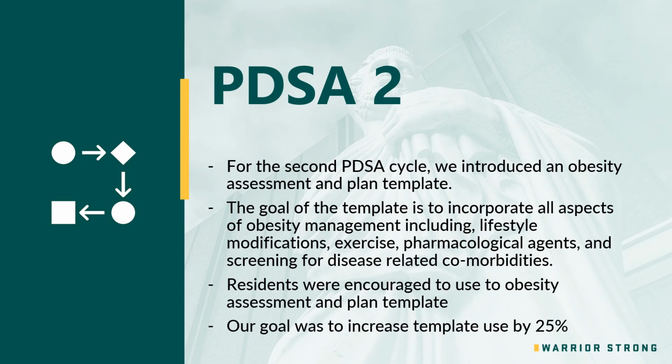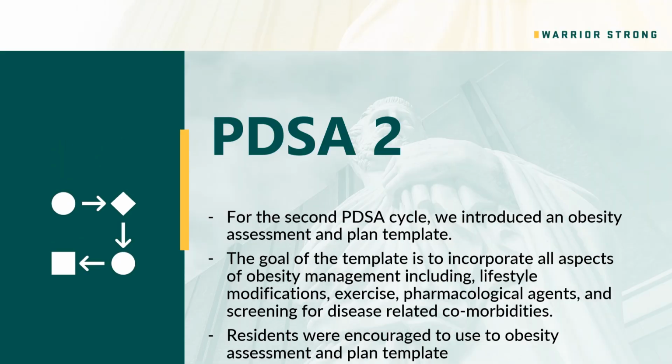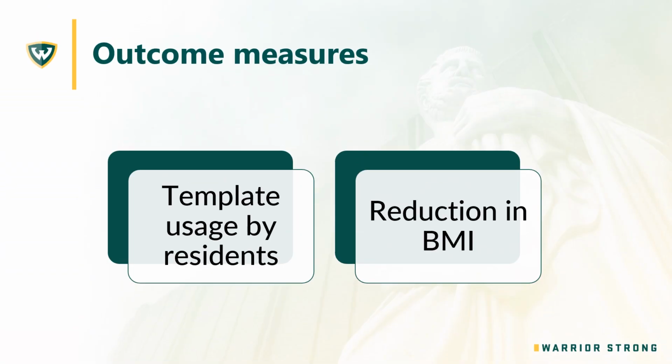For our second PDSA cycle, our goal was to increase obesity management by the usage of an obesity assessment and plan template. This template included all aspects of obesity management, including lifestyle modifications, exercise, pharmacological agents, and screening for disease-related comorbidities. Residents were encouraged to use this assessment and plan template, and our goal was to increase template usage by 25%. The outcome measures for PDSA 2 were template usage by residents and reduction in patients' BMI.